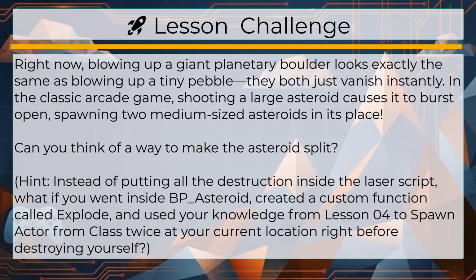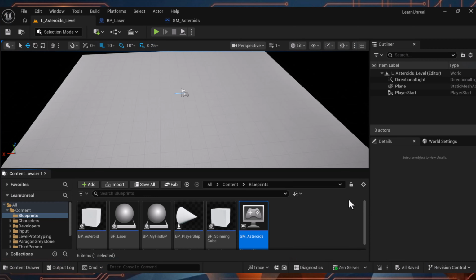Instead of putting all the destruction inside the laser script, what if we went inside BP asteroid, created a custom function called explode, and used knowledge from the last lesson on spawning an actor from a class 2 times at its current location right before it destroys itself? All right, give this a shot. Don't just fast forward to the solution, which I'm going to go over in a moment. I hope you guys figured it out, but if not, that's completely okay.